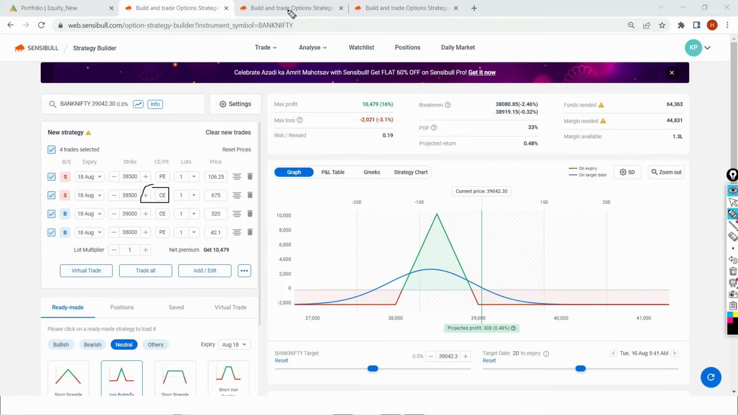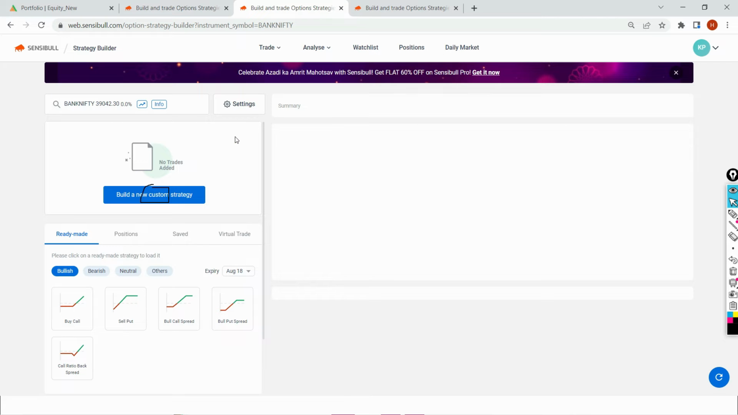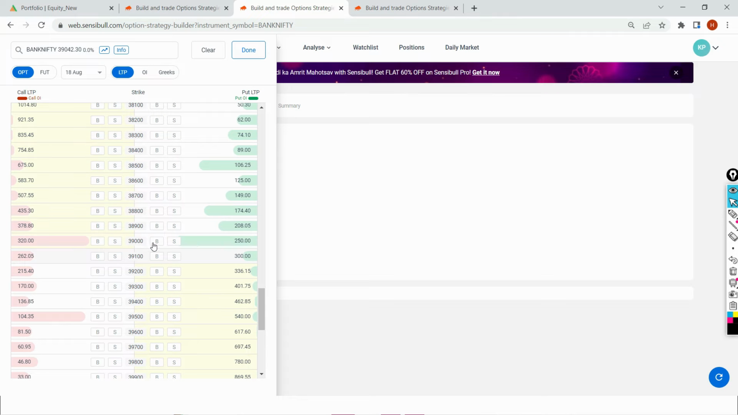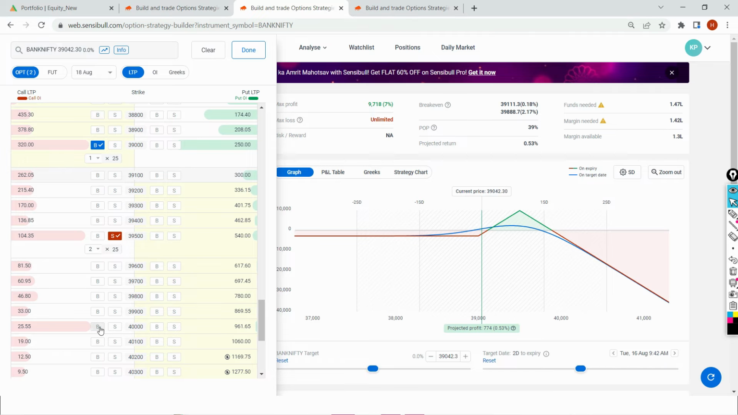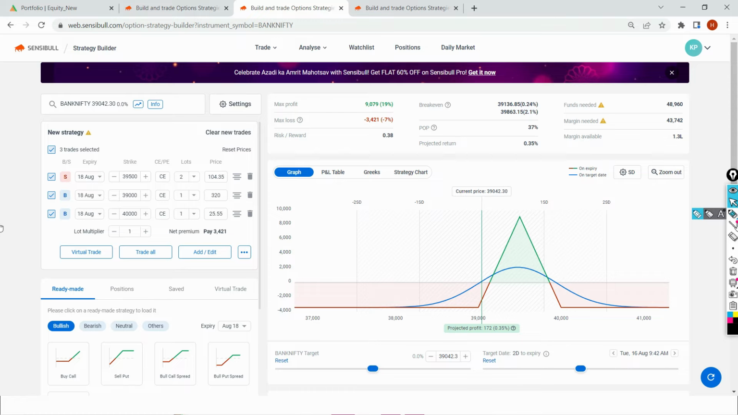Now the beauty of the butterfly is you can go for directional. We have already seen this. Let's say the market stands at 39,000. If you are super bullish about the market, sell this one, sell 2 quantity, buy this 1 quantity and buy this 1 quantity. That's it. This is your butterfly.